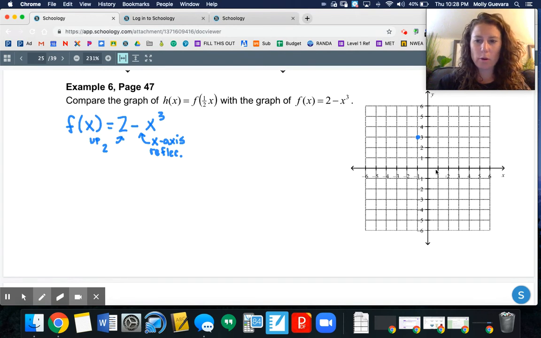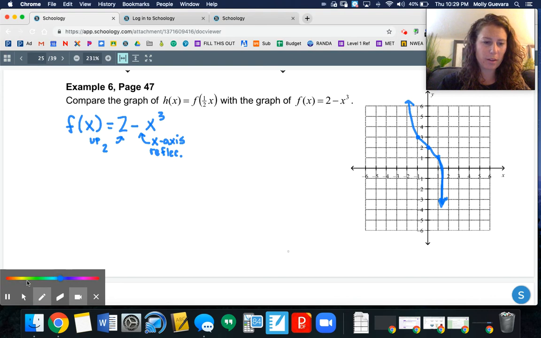Next point normally would be 0, 0. Well, if I reflect that, it's still 0, 0, and then up 2. And then the next point would have been 1, 1, but when I reflect it, it becomes 1, negative 1, and then I go up 2. Actually, back to the original point that it was already on, but that's okay. And then I can draw my line. So there's the first one. Okay, let's find a different color for the second one.